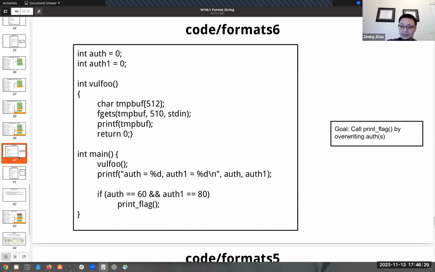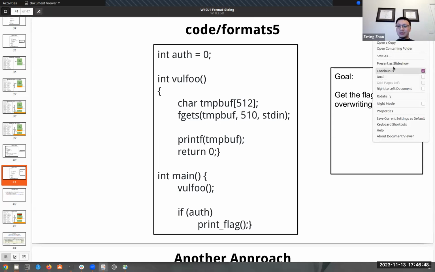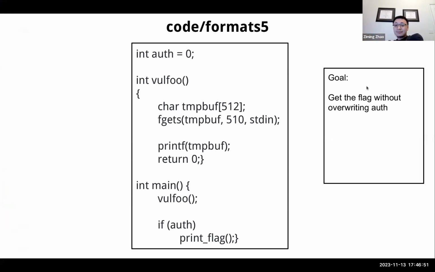Okay, now let's go back to format string 5. The approach I'm going to talk about now actually not only works for format string 5, but also works for format string 6 and 7. But this one is interesting. So like I said, we have a very powerful attack vector here. You can overwrite an arbitrary address. You can overwrite 1 byte, and you can overwrite thousands of bytes using this vulnerability.